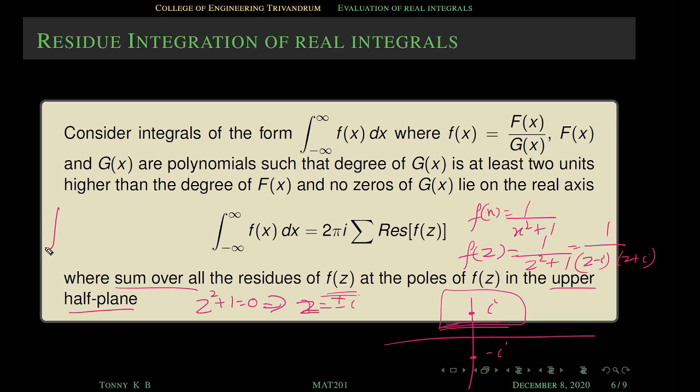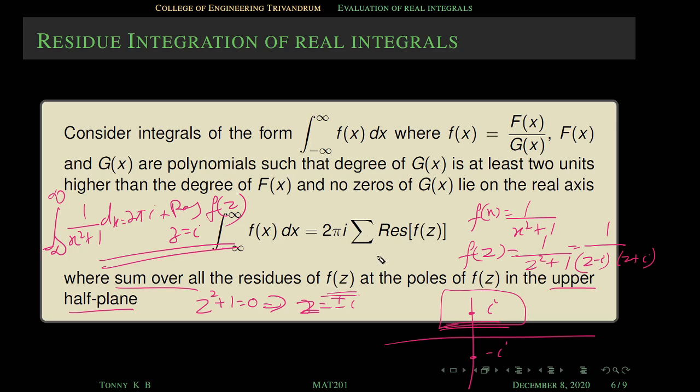This integral from minus infinity to plus infinity of 1 by x square plus 1 dx is equal to 2 pi I into the sum of the residues, where the summation runs over all the poles belonging to the upper half plane. We have only one pole in the upper half plane. So 2 pi I into the residue at z equal to I of f of z. That's all. Clear? So this is the idea of this result.